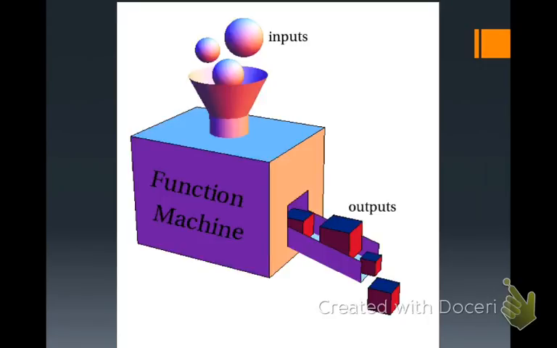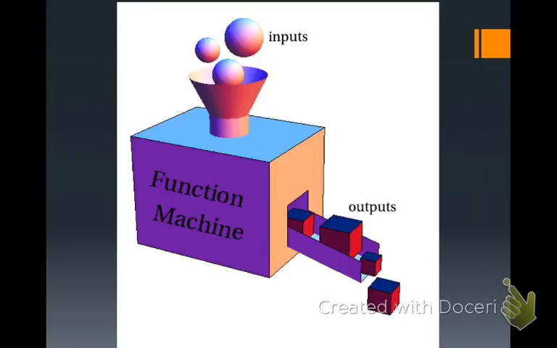So first, a function is a rule that establishes a relationship between two quantities. These two quantities are called the input and the output. So for a function to be a function, each input has to have exactly one output. In other words, x values cannot be repeated.